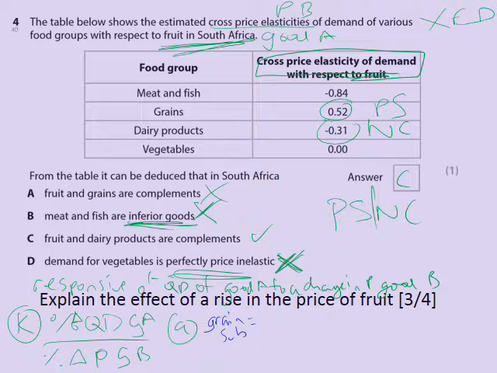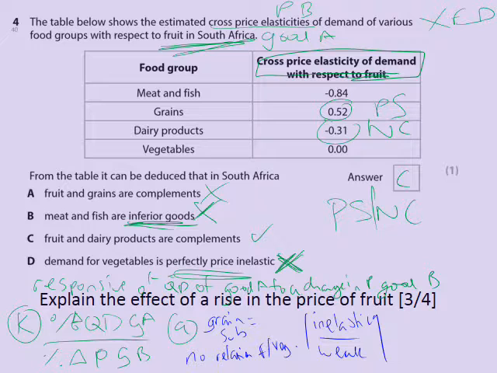And you could say that there is no relationship between vegetables and fruit. They are neither a complement nor a substitute. You could also talk about the strength. So as all of them are less than 1, positive or negative, so that's the grains are less than 1, meat and fish are greater than -1, then they are all inelastic, or at least meat, grains and dairy are, and they are kind of weak complements and weak substitutes. And then just explaining what the effect would be on the demand of other things.